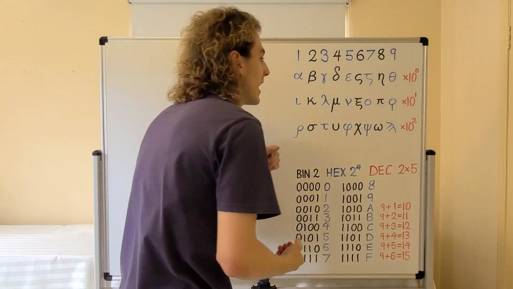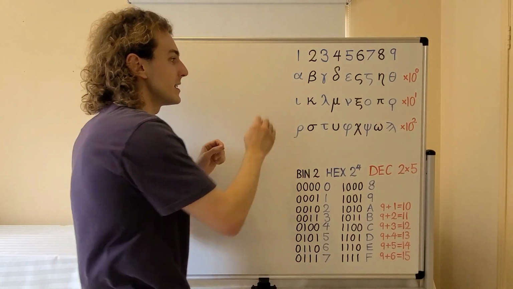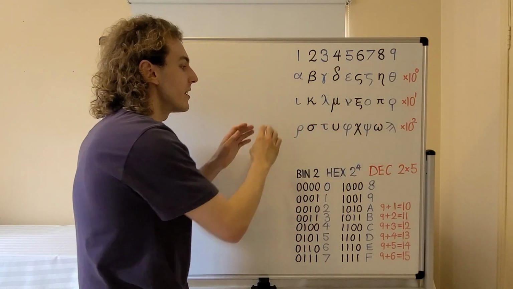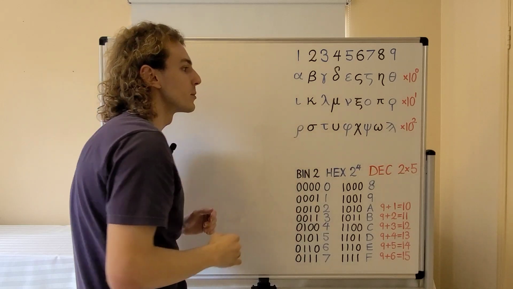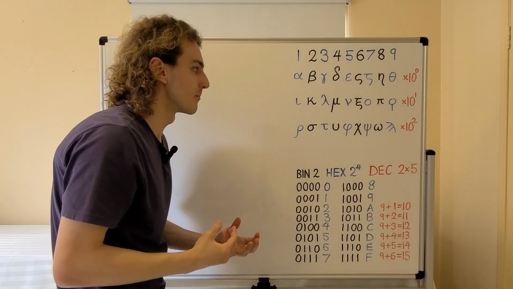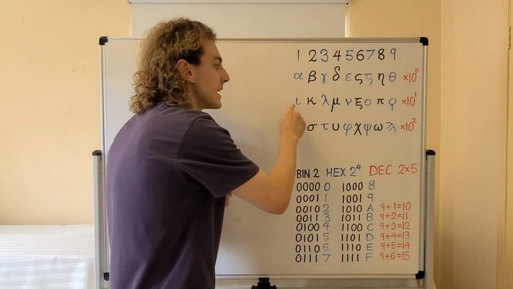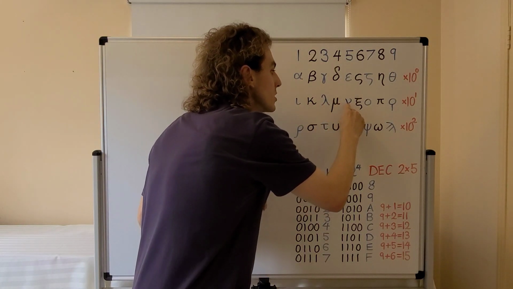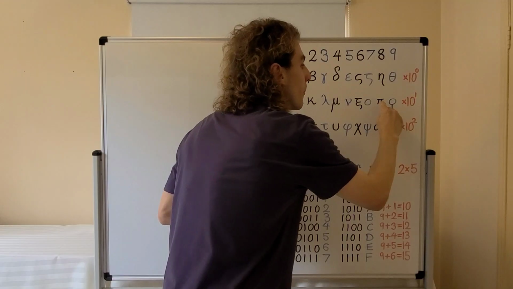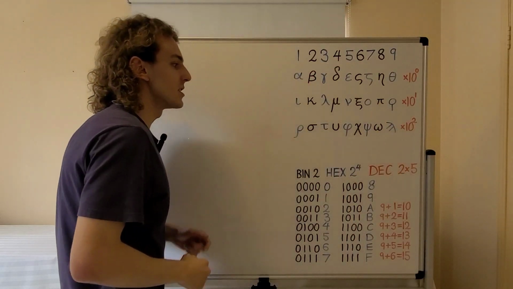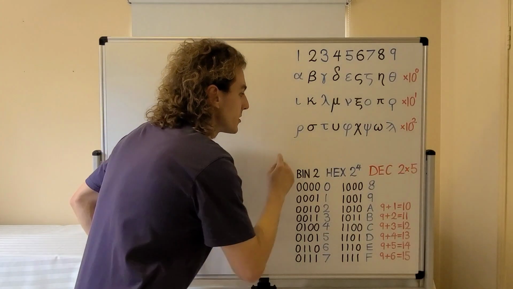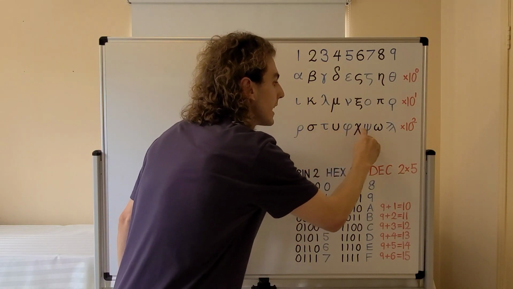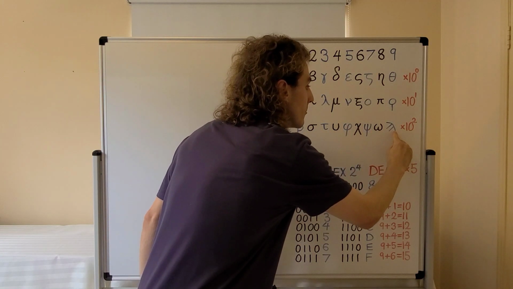But we also have an additional 2 rows. This second row corresponds to the multiples of 10, and this third row corresponds to the multiples of 100. The second row contains the letters iota, kappa, lambda, nu, psi, omicron, pi, kappa. And the third row contains the letters rho, sigma, tau, upsilon, phi, chi, psi, omega, psi.